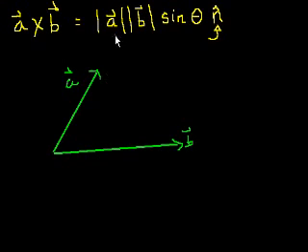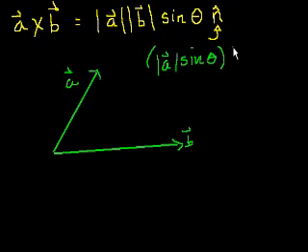Now, we could say this is the same thing as A sine theta times B, or we could say this is B sine theta times A. All I'm saying is you could interpret this as, or write it as, because these are just magnitudes, it doesn't matter what order you multiply them in. You could say this is A sine theta times the magnitude of B, all of that in the direction of the normal vector. Or you could put the sine theta the other way.